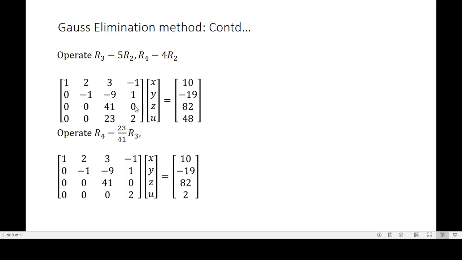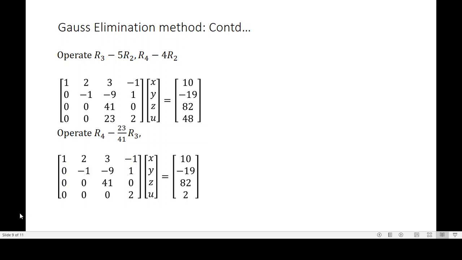This does not change because it is equal to 0 here. So 2 minus 0 is 2. Then 48 minus 82 into 23 divided by 41, that is equal to 46. So 48 minus 46 is equal to 2. So look at the matrix now, coefficient matrix. The coefficient matrix is reduced to an upper triangular matrix. Elements below the leading diagonal are equal to 0. So by back substitution, we can find the values of unknowns, isn't it?